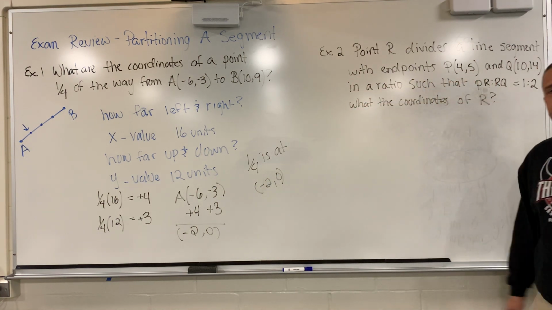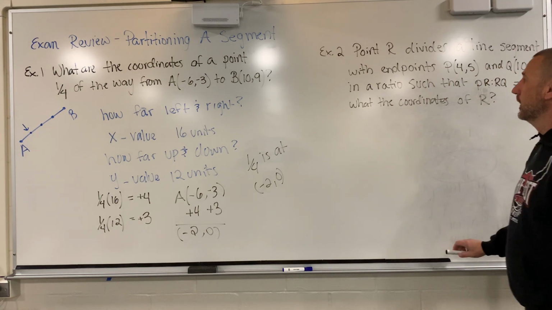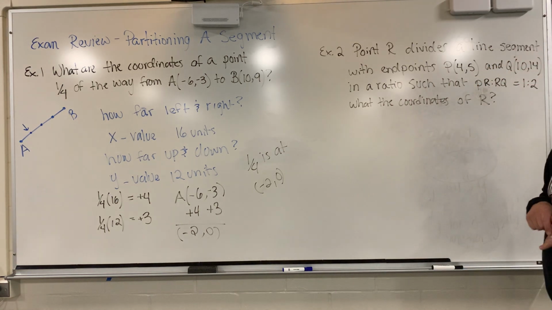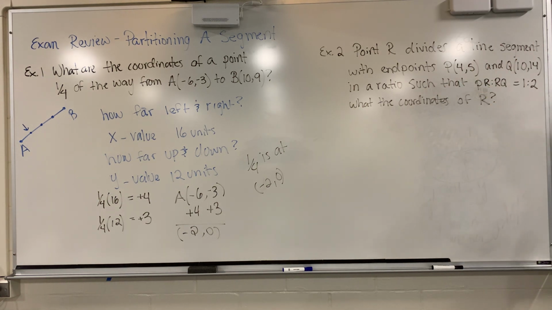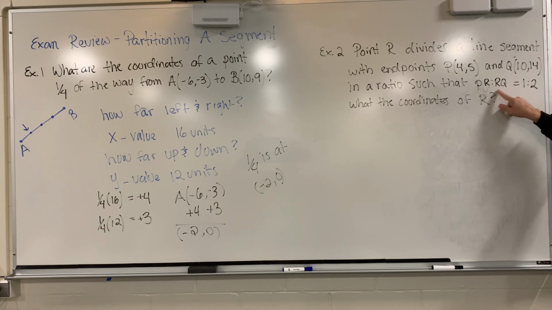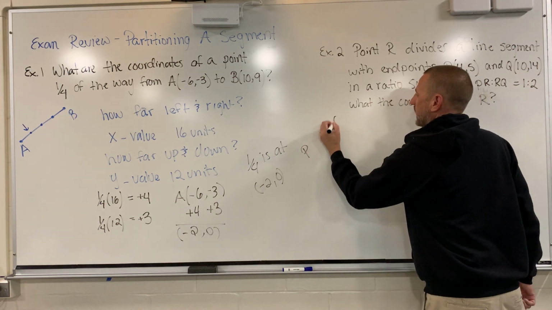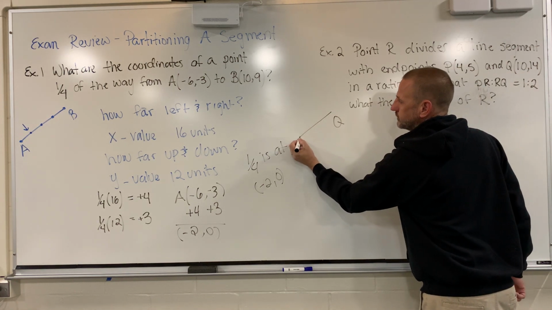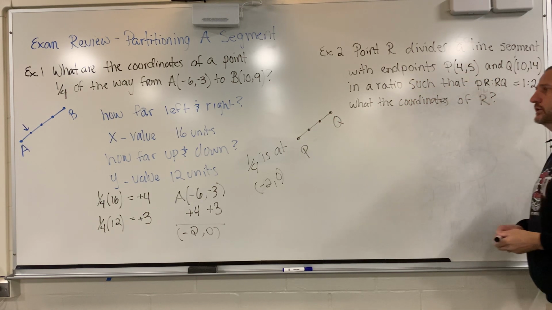All right, well, let's look at this same problem written in a totally different way, but it's the same problem. All right, part 2 here, example 2. It says, point R divides a line segment with endpoints P 4,5 and Q 10,14 in a ratio such that PR to RQ is 1 to 2. Okay, well that means on our diagram here, if we want to make a diagram, we have one leg of the journey, and then we have a 2 leg, and then another 2 legs.